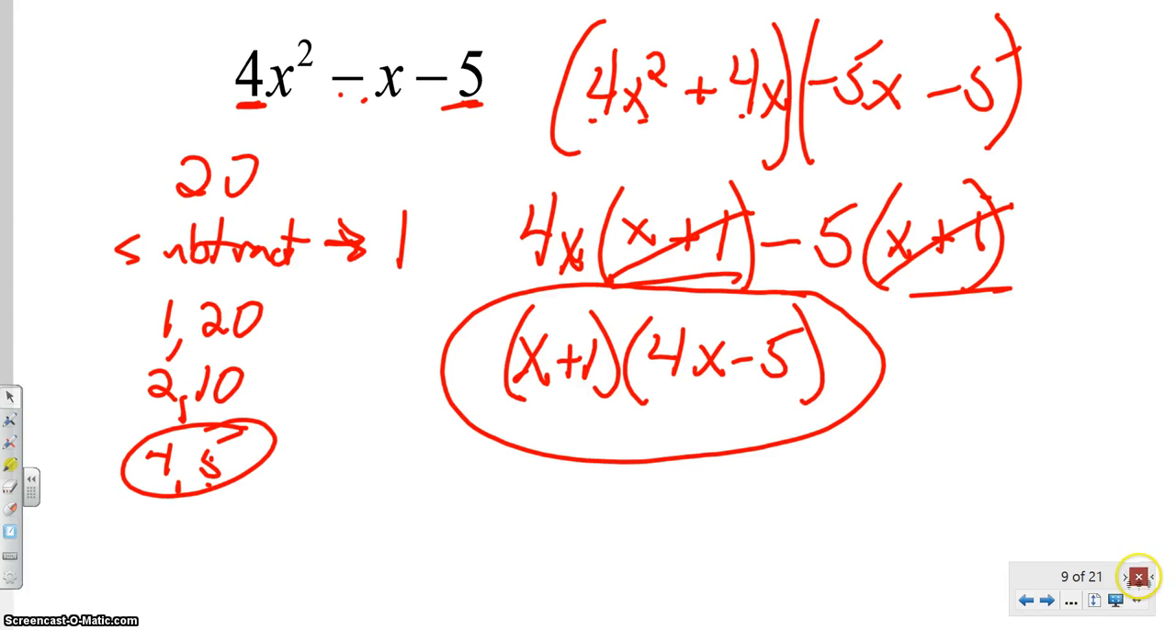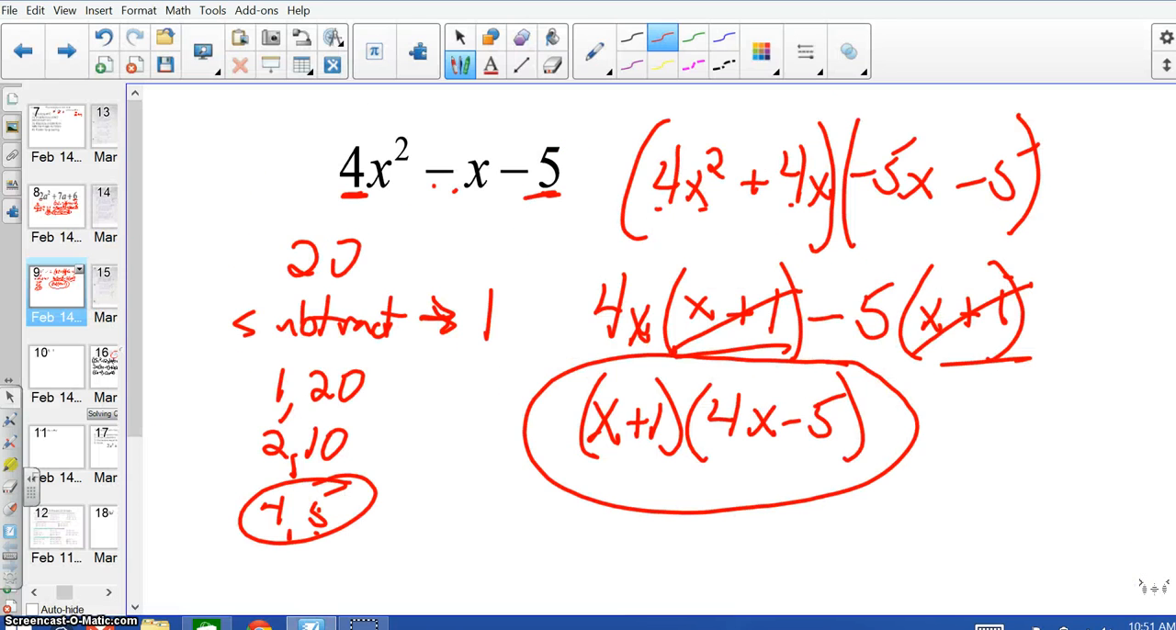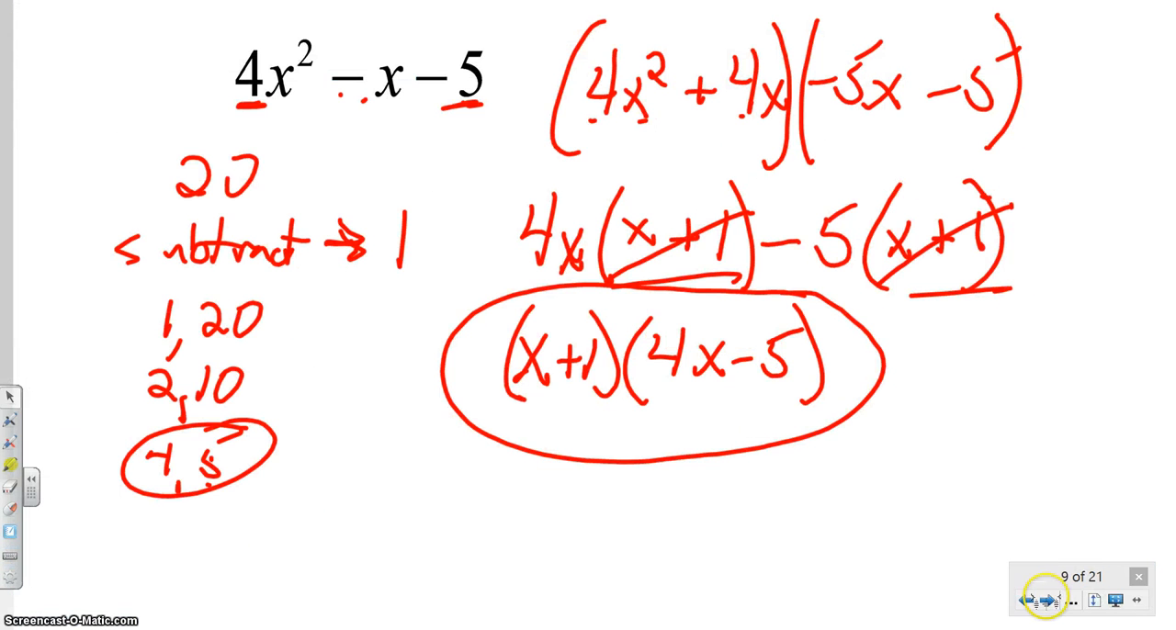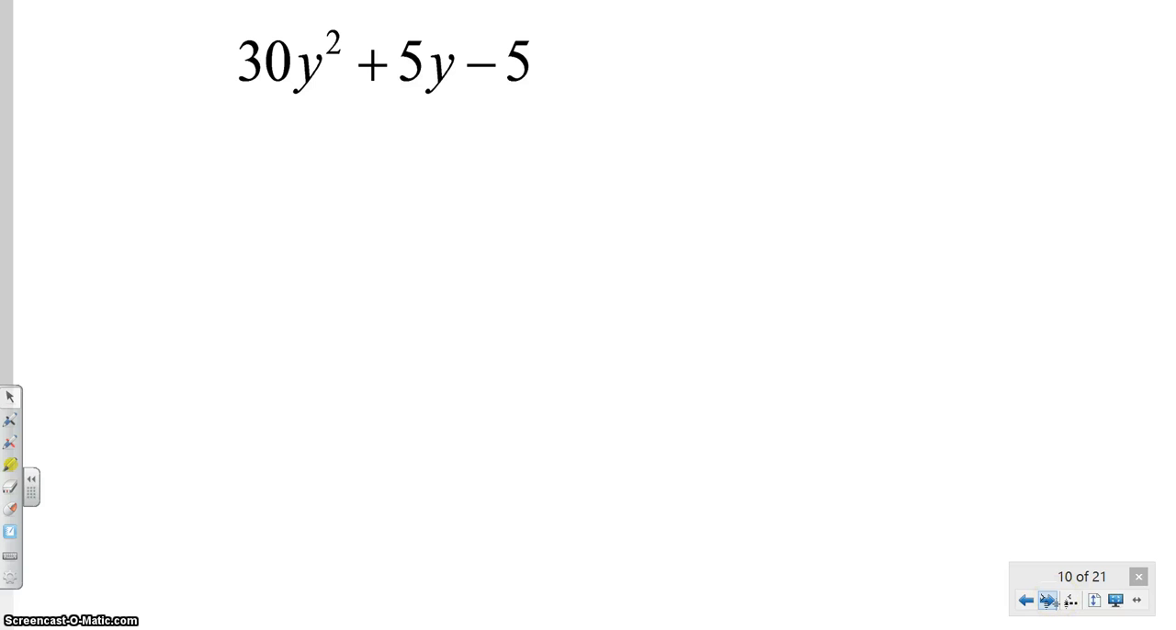All right, let's do another one. Sorry about that. Hit the wrong button. All right, now here we're going to apply a GCF before we actually do the hard AC. Notice here, what number can go into 35 and 5? Well, that's 5. So I'm going to factor out 5.